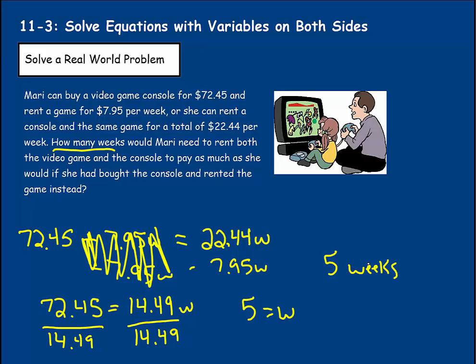So after 5 weeks, she's going to pay exactly the same amount for renting both as for buying the console and renting the game. So she can make a decision based on this. If she was going to play the game and the console for a total of 10 weeks, it would actually be cheaper to buy it and rent at this cheaper price than to rent at this more expensive price here per week without buying it.